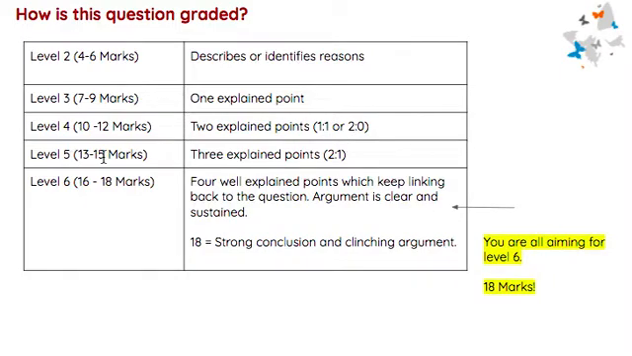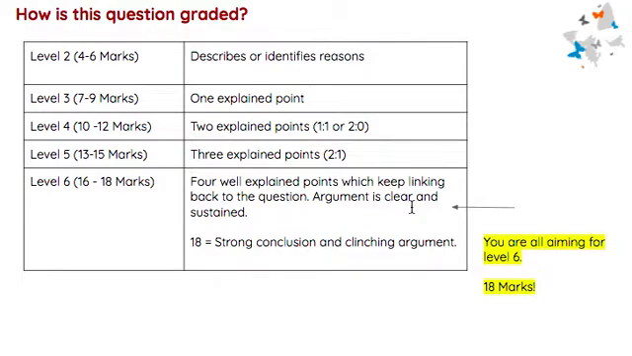To get level 5, 13 to 15 marks, 3 explained points. So you might have 2 points agreeing and 1 point disagreeing. They need to be well explained to get 15 marks. Okay, and then to get the top marks, a level 6, which is what we're all aiming for, is 4 well explained points which keep linking back to the question. That's the key point there, linking back to the question. After every point you make, that is what you need to do.